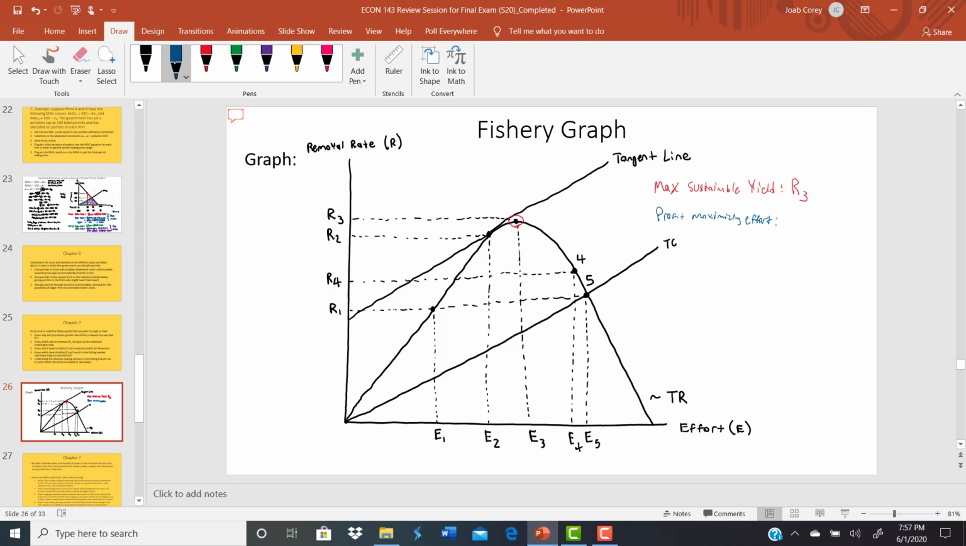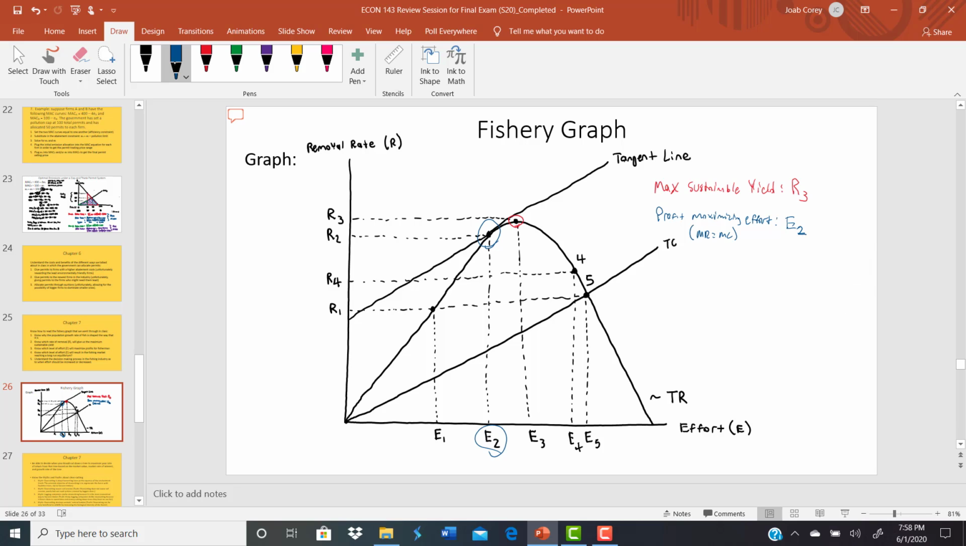And again, you want to follow the rule here where marginal revenue is equal to marginal cost. Remember, that is the profit maximizing rule that we talked about in that microeconomic review of chapter 3. And that happens where the slope of the total revenue curve is equal to the slope of the total cost curve, or you have a tangent line just touching that total revenue curve that is parallel to that total cost curve, which happens right here. So if I asked you for the level of effort, that would be E2. If I asked you for the removal rate that maximizes profits, that would be R2.